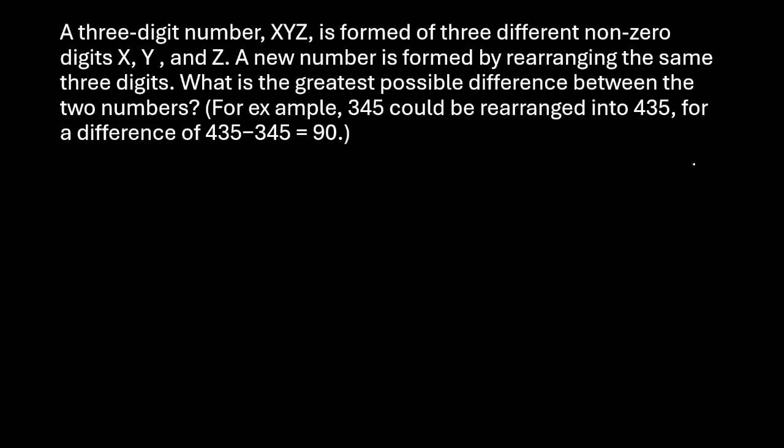Let's solve this SAT question. A three-digit number XYZ is formed of three different non-zero digits X, Y, and Z. A new number is formed by rearranging the same three digits. What is the greatest possible difference between the two numbers?